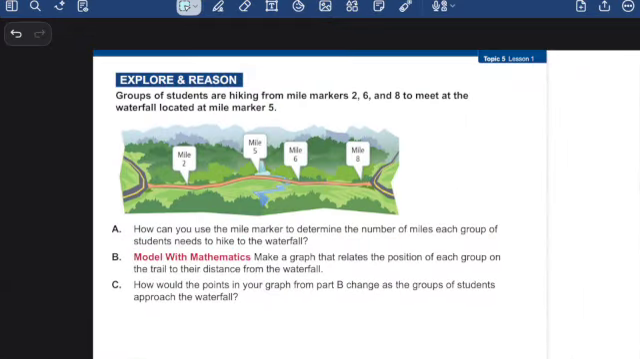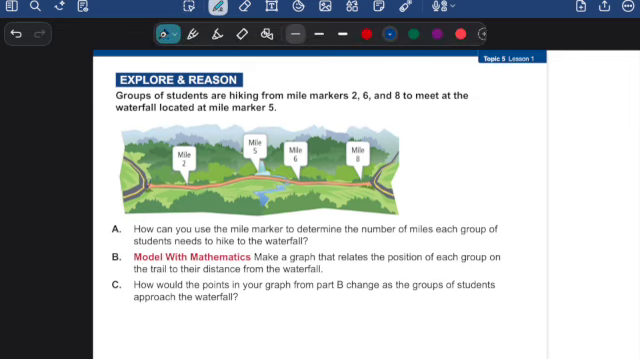For the explore and reason, we have this diagram. And we have groups of students hiking from these mile markers. Looks like they're mile markers probably from this part of the road over here on the left. And the waterfall is at mile 5. And we want to determine how many miles each hiker has to get to the waterfall. So we can think of the waterfall being at point 0.